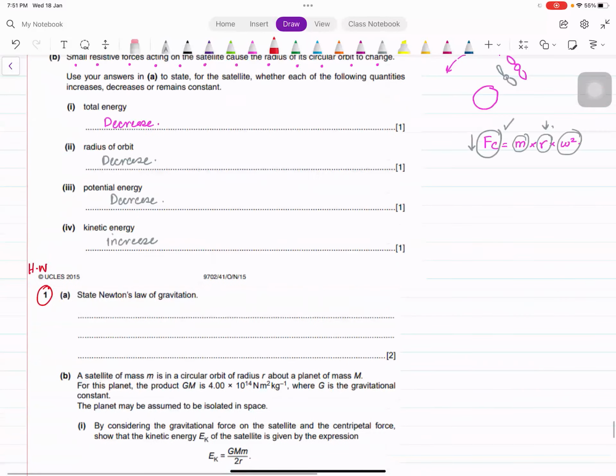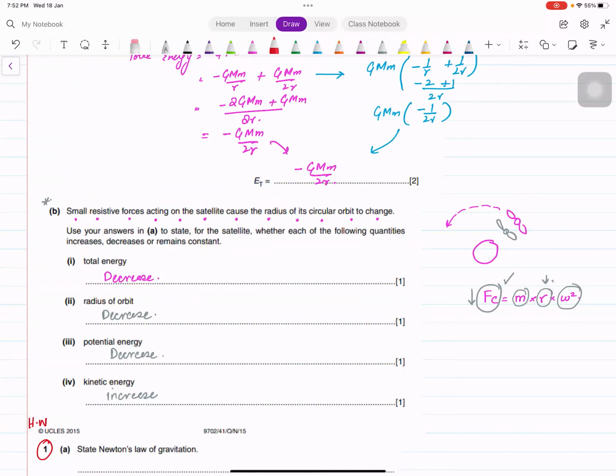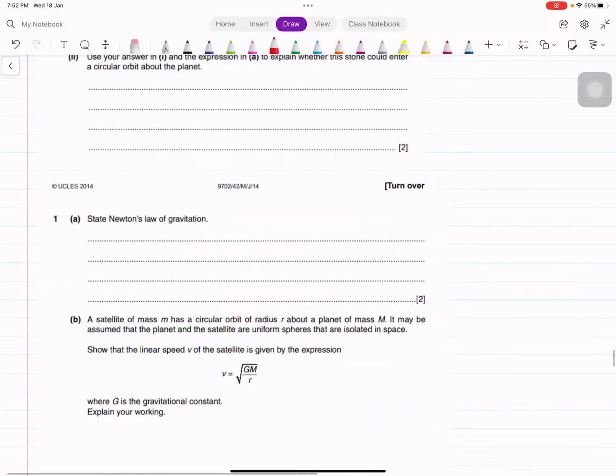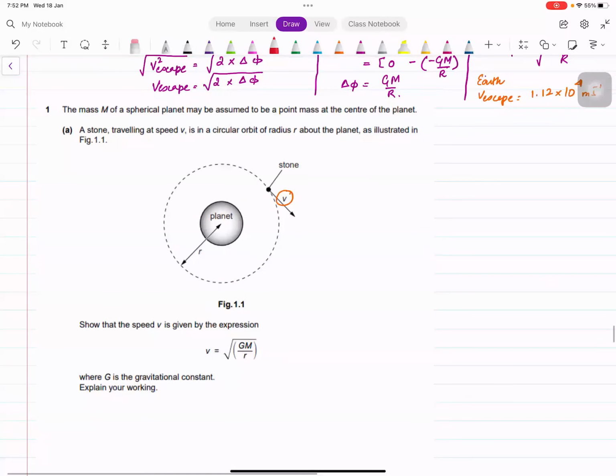Now moving on to basically the last part, where we need to cover this particular formula where we started off here. In this figure, there is a planet and a stone is rotating about this planet at a speed v, as you can see. And then here you have this formula given. It says explain your working, you need to show the speed.